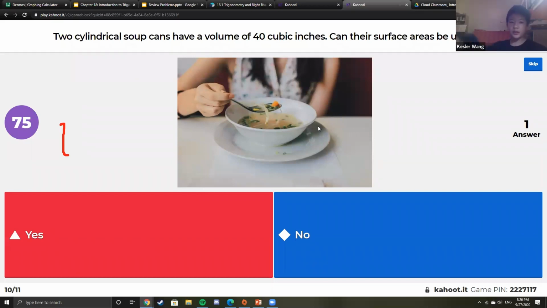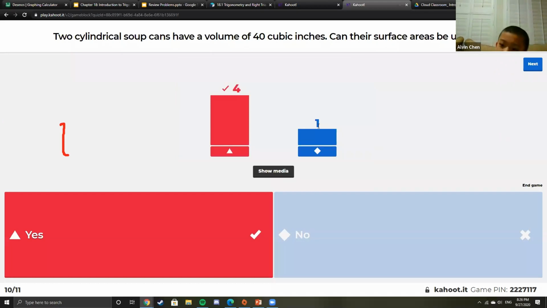Two cylindrical soup cans have a volume of 40 cubic inches. Can the surface areas be unequal? Yeah, I'm basically given the answer now, but of course they can.